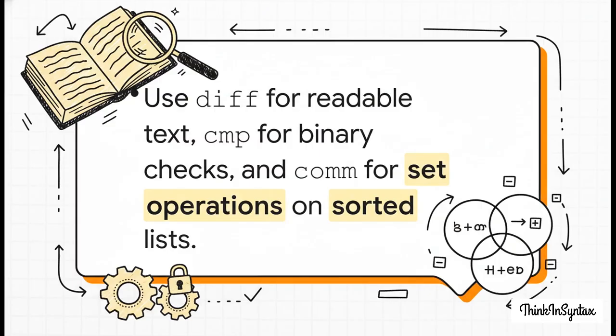So the big takeaway here is super simple. Match the tool to the task. If it's readable text, use diff. If it's a binary check, grab cmp or a hash. And if you're doing set operations on sorted lists, comm is your go-to. That's it. Simple, precise, and way more effective.